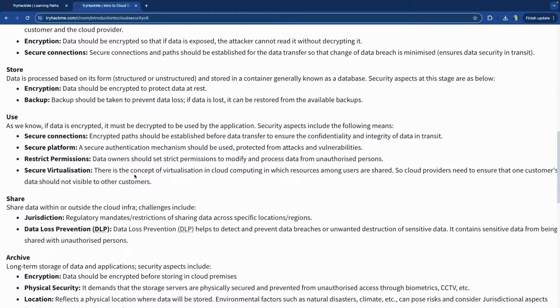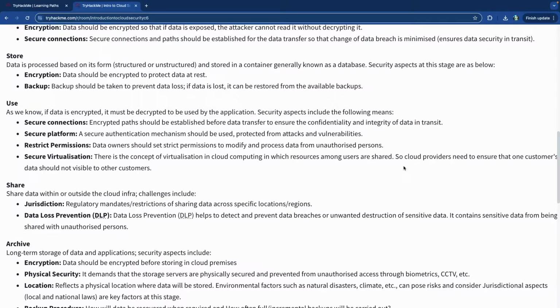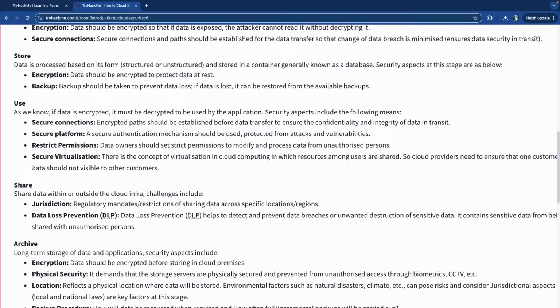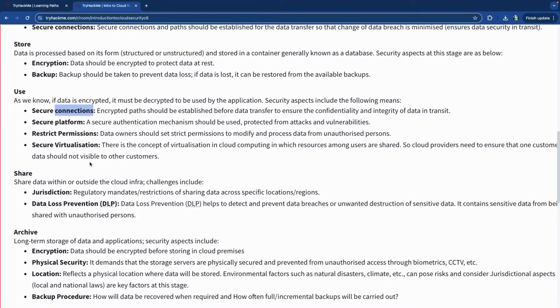And then you have secure virtualization. The concept of virtualization in cloud computing is that resources among users are shared. So this is one of the concepts in virtualization. The cloud provider needs to make sure that the customer's data is not visible to another customer, right? So if I want to virtualize my data, somebody else shouldn't be able to virtualize my data. It should only be available to me, which goes to restricting permissions, which goes to the security of the platform and the security of the connection, right?